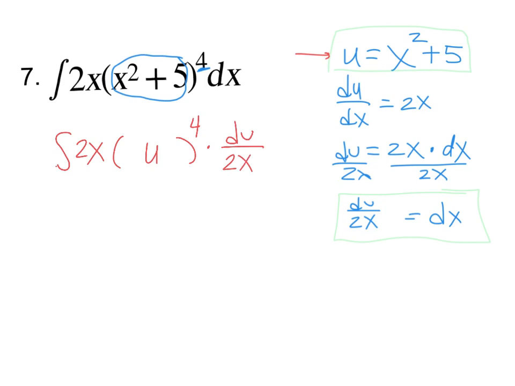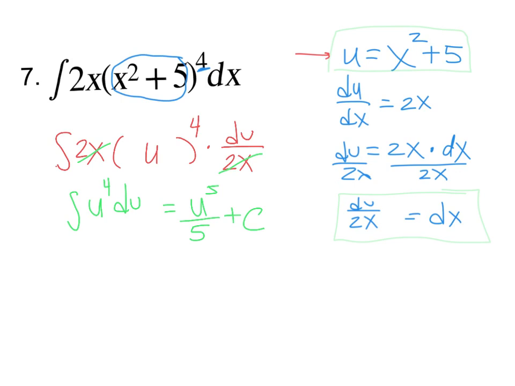Now, at this point, the x's should cancel. If we did this correctly, this 2x and this 2x cancel out. So now I only have u's in my problem. Okay. That I know how to find the antiderivative of. So the integral is u to the 5th over 5 plus c.